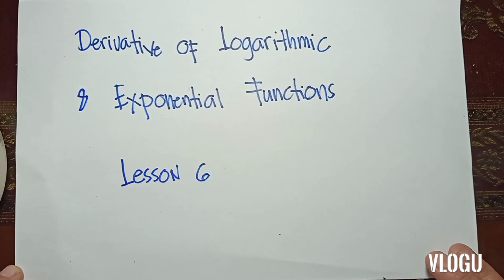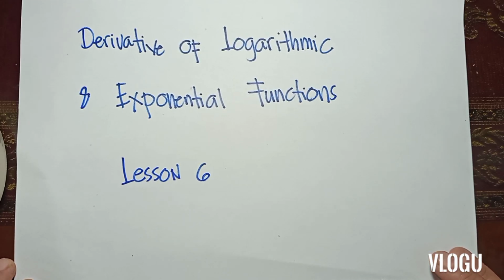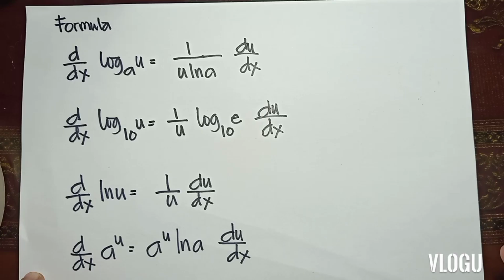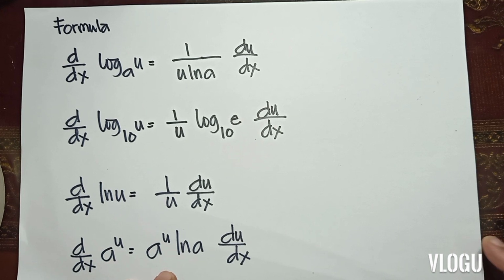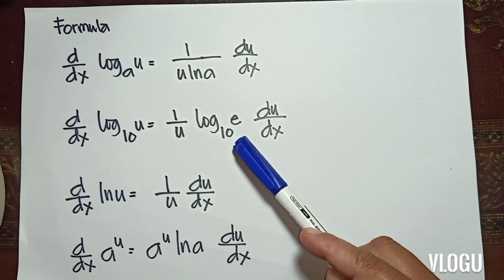Okay, so our lesson is on derivative of logarithmic and exponential functions. The formula that we will be using here: the derivative of log of u base a is equal to 1 over u ln of a, du dx. If we have log of u base 10, the derivative for that is 1 over u log of e base 10, du dx.